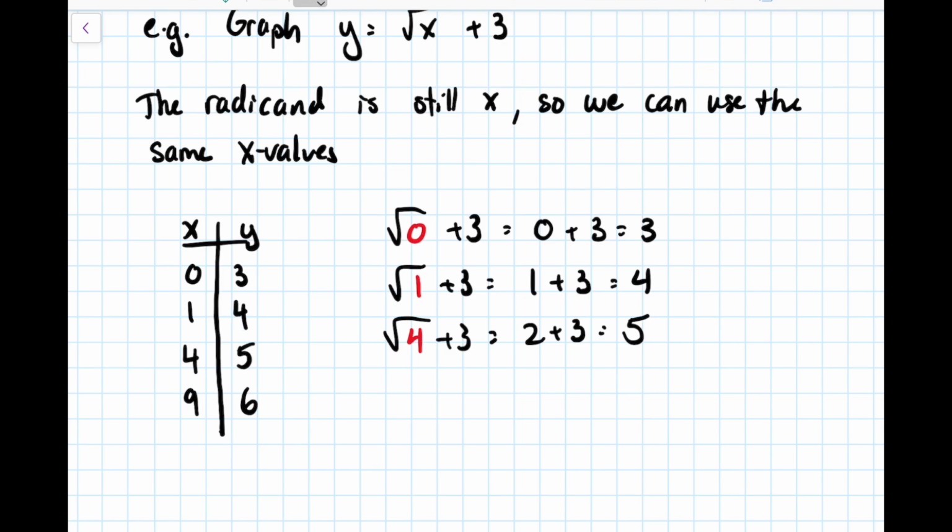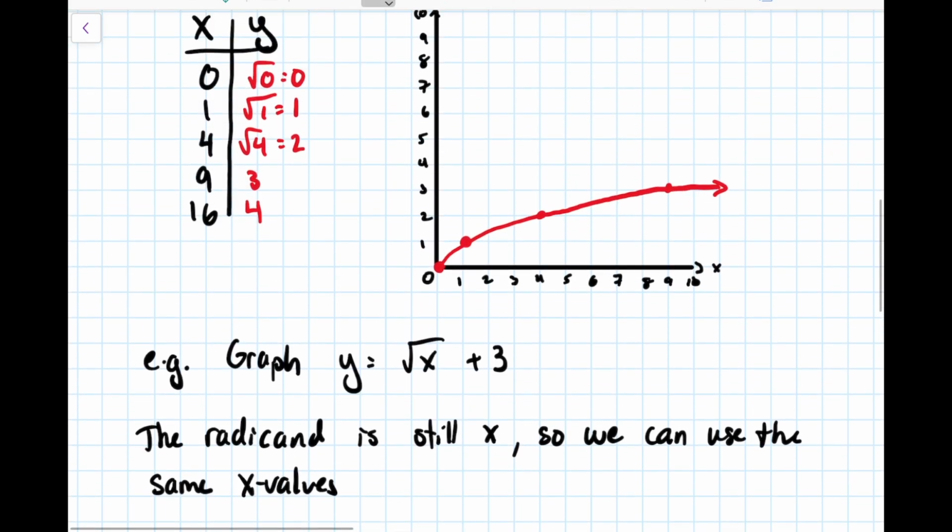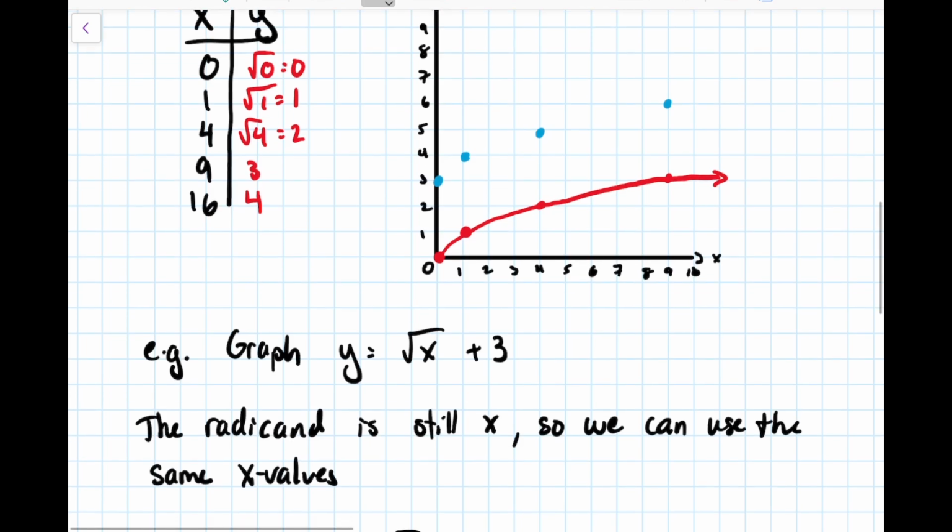And so we get these 4 points. So let's go ahead and put those on our graph as well. So we've got (0, 3), (1, 4), (4, 5), and (9, 6). And so you'll hopefully notice that those points make the same shape. And so we should be able to put roughly the same curve through them. And we'll get something that looks like this, where you hopefully actually go through your points.